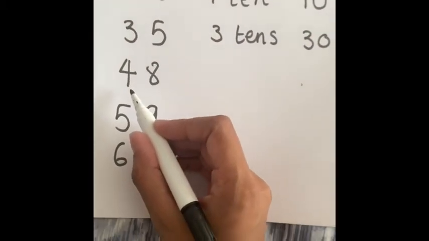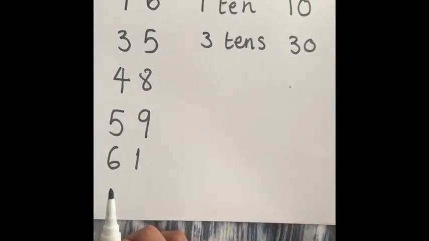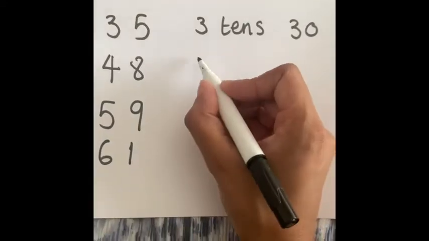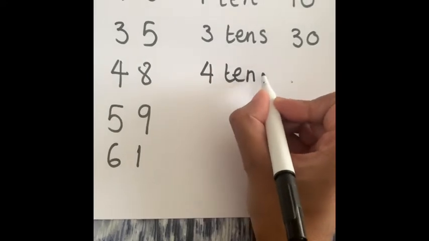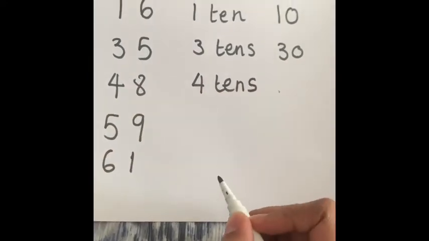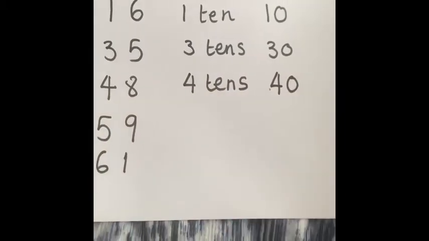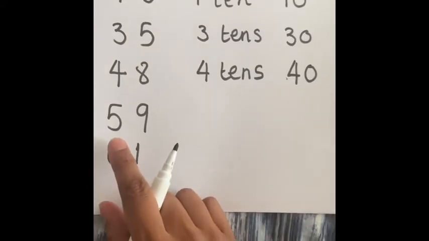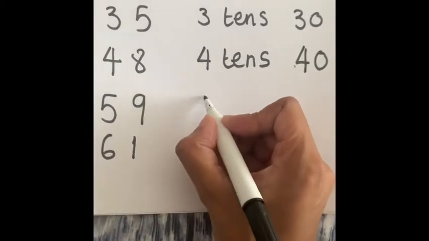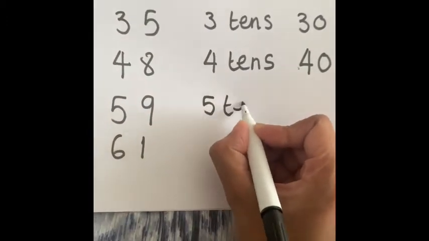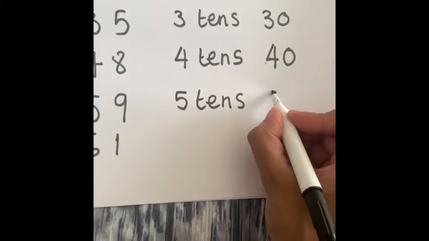Here we've got the number 48. What's the 4 worth? We know that the 4 in this number means 48 has 4 tens. That's right, that makes 40. 59. How many tens do we have? We have 5 tens. So the 5 in this number, 59, is worth 50.